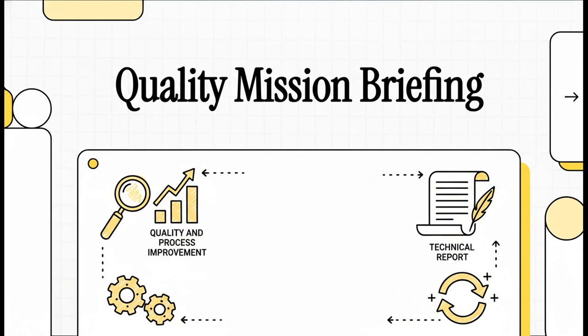Okay, let's dive right into your mission briefing. Your objective: to create a technical report on quality and process improvement that is going to knock this assignment out of the park. And this explainer right here, this is your guide to making that happen.